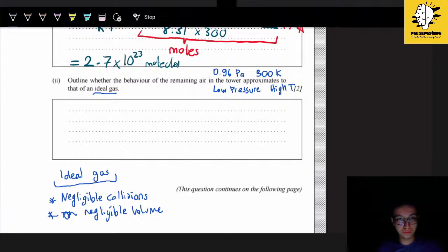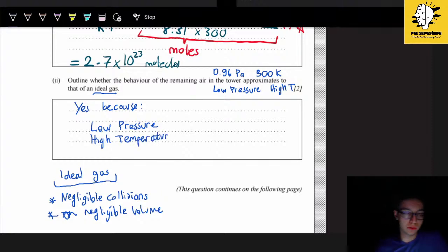So we will write yes, because low pressure, and we can write high temperature. Yeah, temperature is moderately high compared to the room temperature. This is really important to know. I mean, low pressure, high temperature. This is also asked in MEB questions, YKS. Yeah. Right. And this is really important to know this.